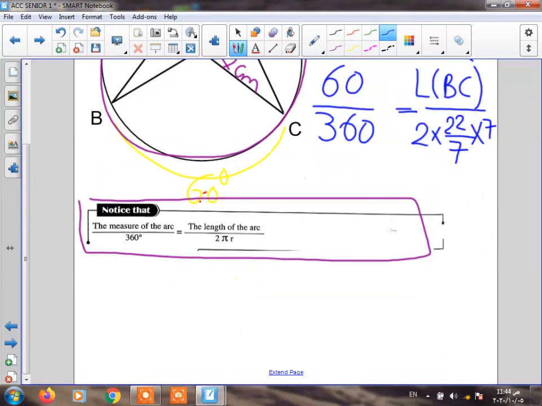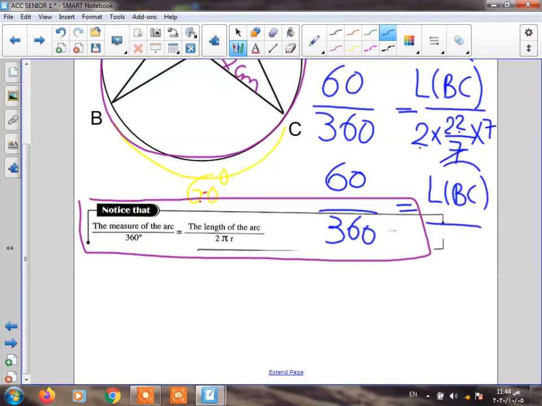Now, I can simplify 7 by 7. So, I have 60 over 360 equal to the length of arc BC over 2 times 22, which is 44. So, of course, you can get the result easily. I can get the length of BC by cross multiplication.